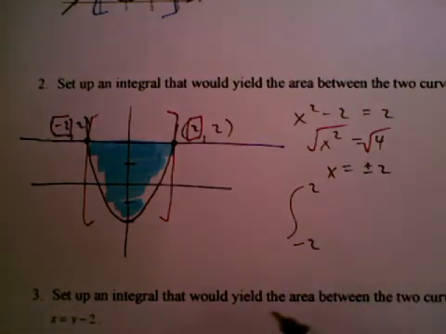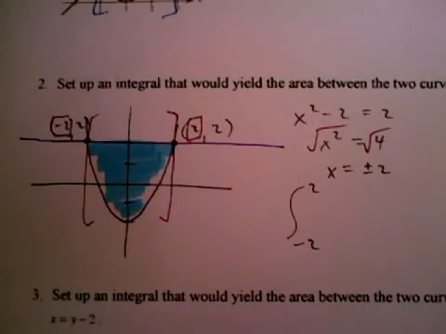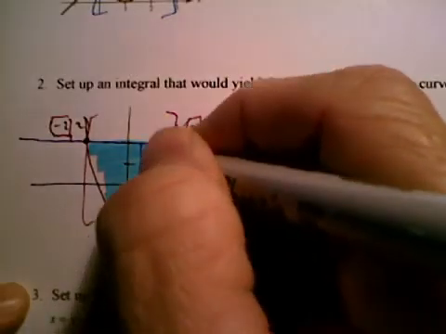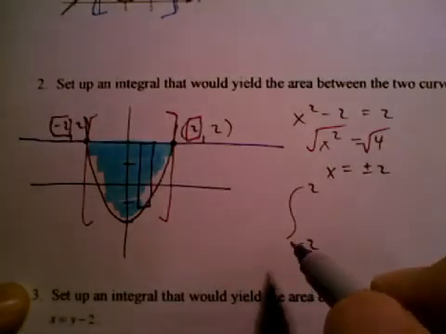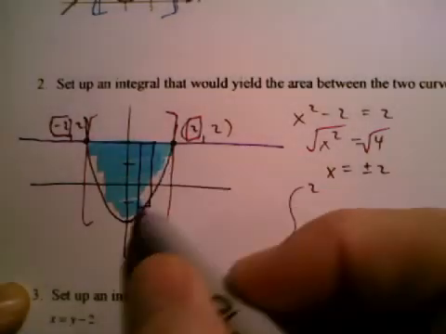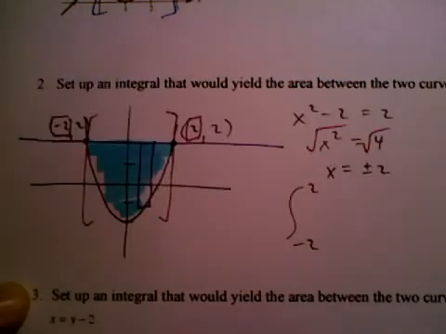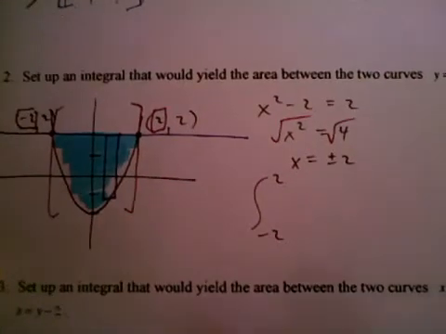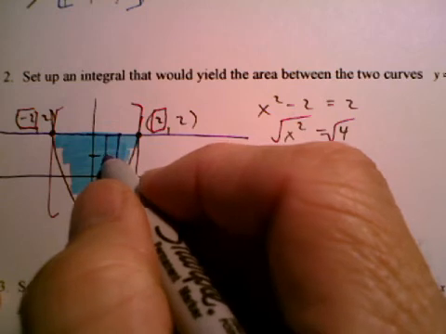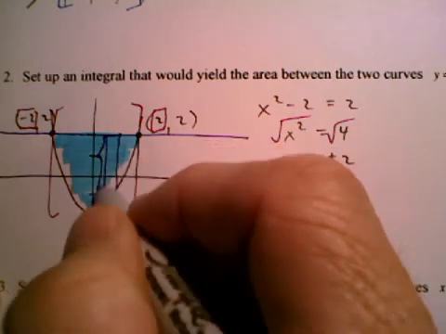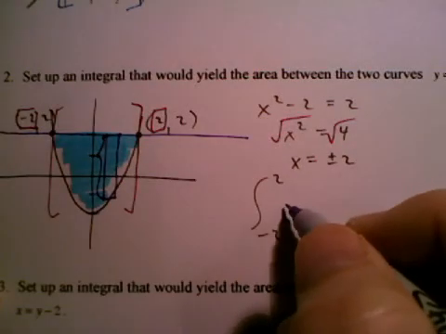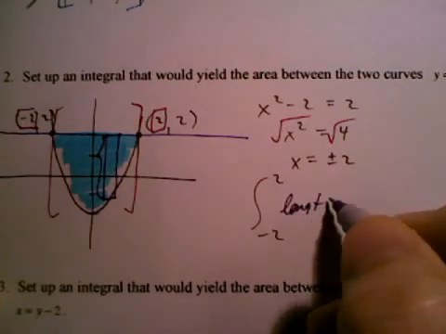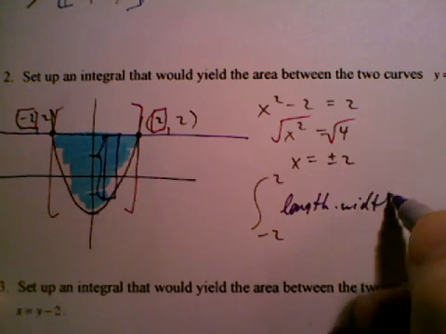Well, we need to draw a rectangle. Let's get a different color for the rectangle. Let's use that one. Any rectangle will do. Now, I'll show you a different way to do this because we do have some symmetry here, so you can use some shortcuts, but I'll get to that in a second. But the length of the rectangle, again, is the top curve. Let's just do this. Length times width.